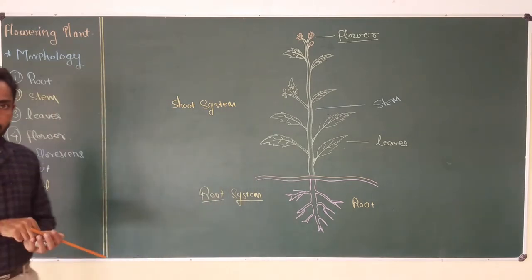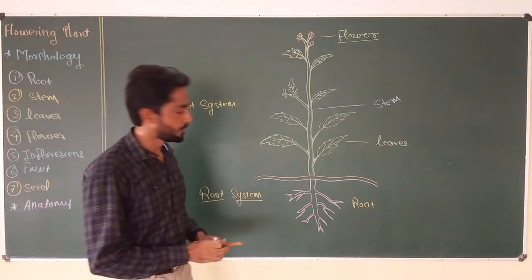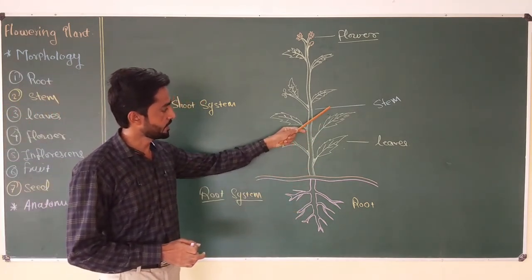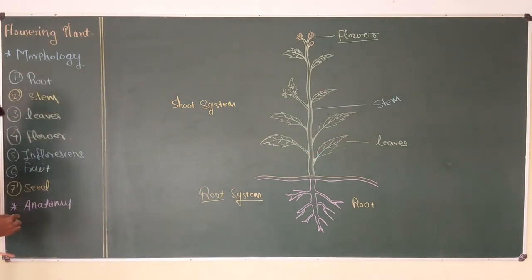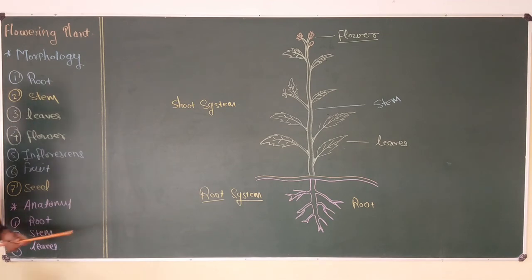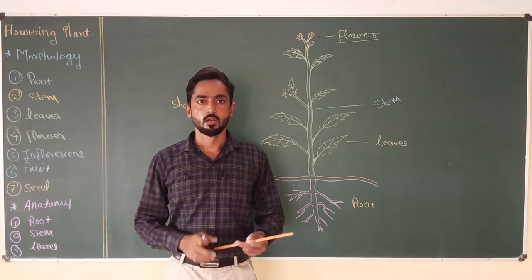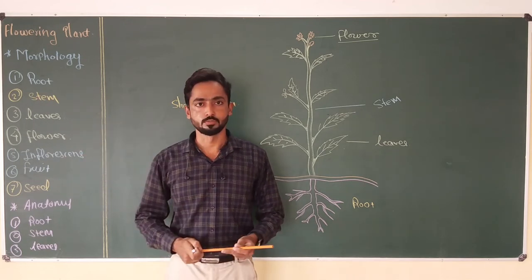And in the anatomy section, I am going to cover transverse sections of root, stem and leaves. So in the anatomy section, I am going to focus on 3 parts of the angiospermic plant, that is root, stem and leaves. So from my next video, I am going to start with the first organ of the flowering plant, that is root. Thank you.